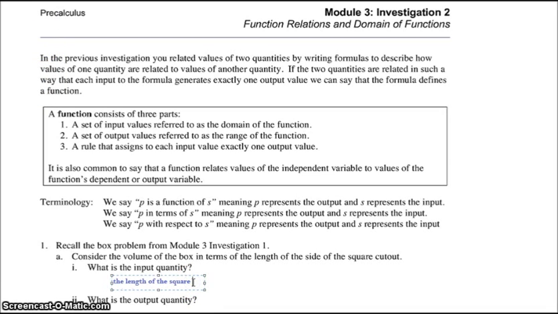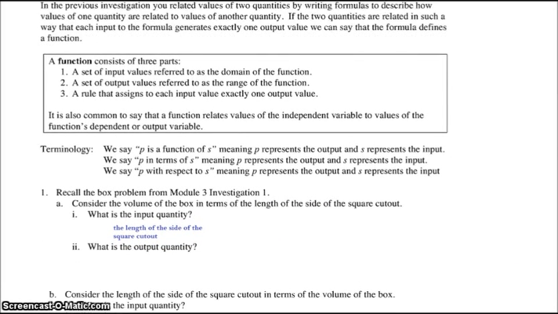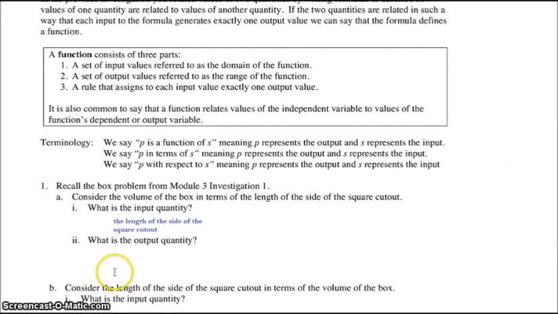We need to be a little bit more precise here. It's really not just the length of the square cutout, but the length of the side of the square cutout. Now for the output quantity, that's simply the volume. The volume of the resulting box.